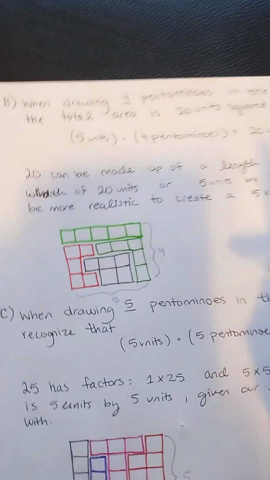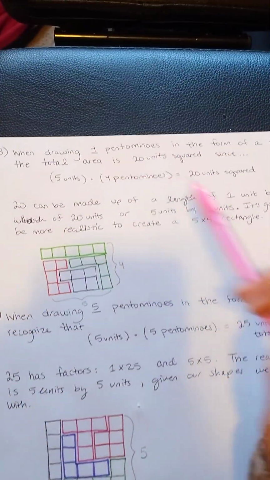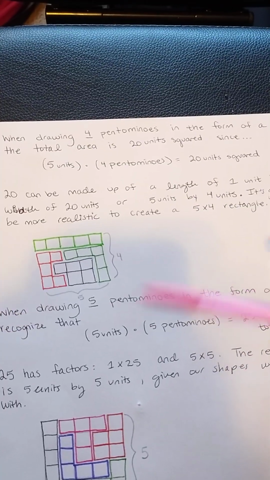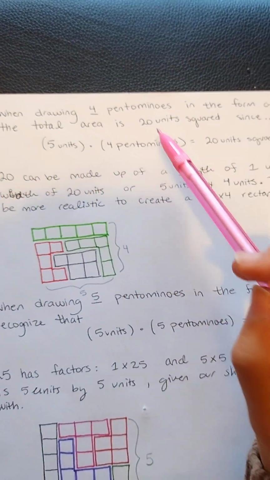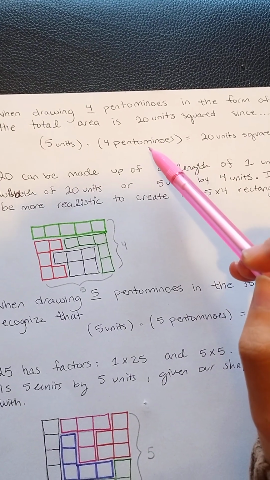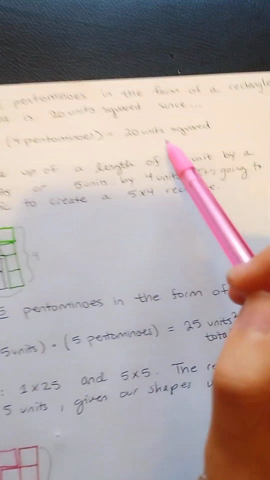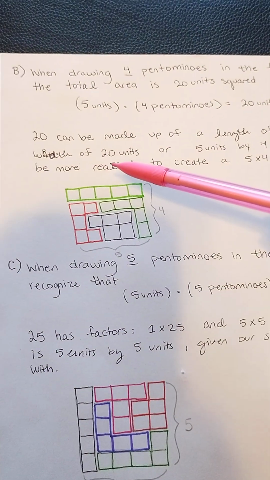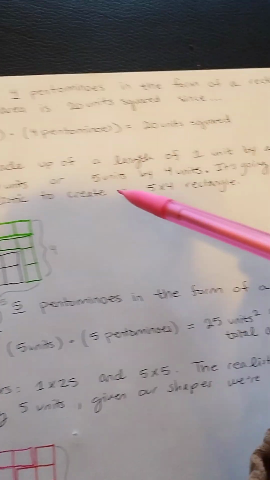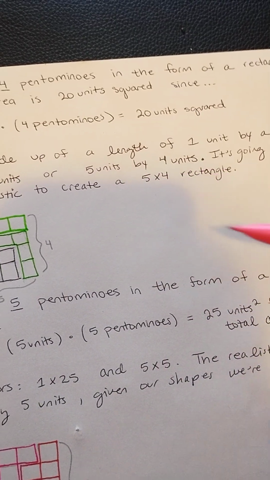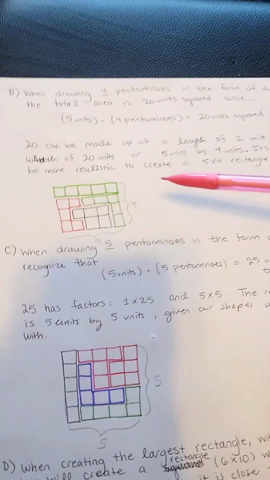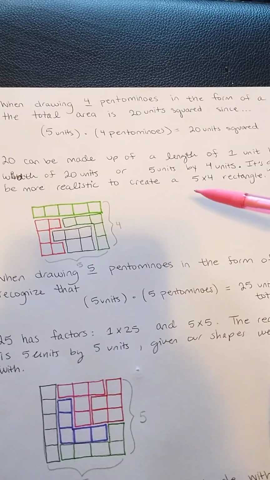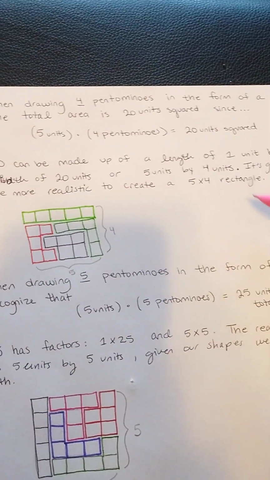Next, let's see if we can use 4 pentominoes in the form of a rectangle with its total area being 20 units squared because, again, 5 units per pentomino. Our desired number multiplied by our desired number of pentominoes gives our area. So 20 can be made up of the length 1 unit by a width of 20 units, or 5 units by 4 units. It's going to be more realistic again to create a 4 by 5 rectangle.